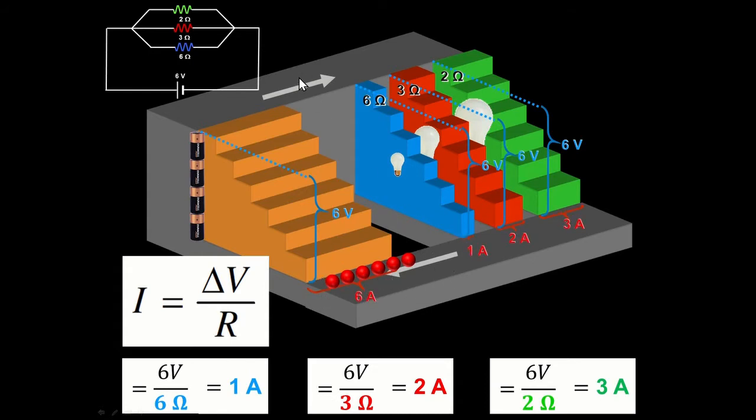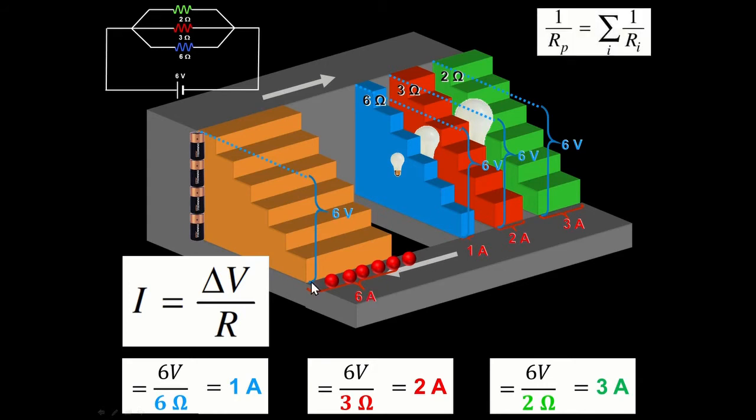So anytime before it branches, before there's a junction, there'll be 6 amps. So we've got 6 amps running through the battery. 1 amp is going to go through here, 2 amps are going to go through there, 3 amps are going to go through there, but we've got all 6 amps running through right there.